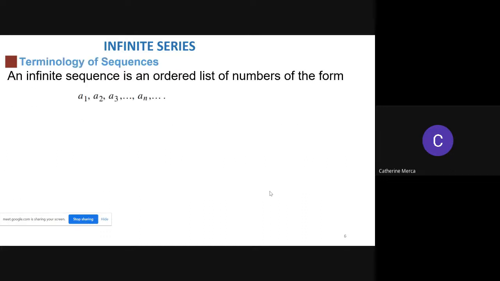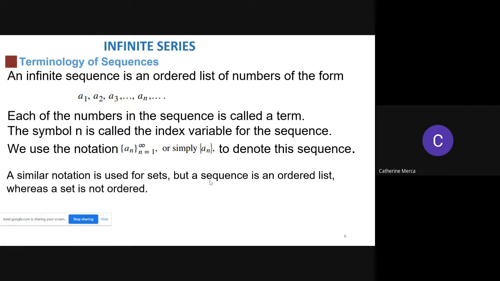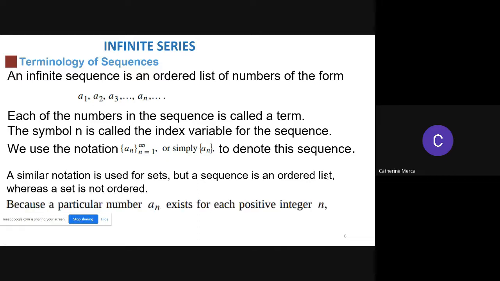So we learned about your infinite sequence to be an ordered list of numbers, and it is of this form: a sub 1, a sub 2, a sub 3 up to a sub n. So we call this a sub 1 is one term and down the line. So we have also learned that we can actually make use of this notation to denote this sequence. Just remember that although it looks like a set notation, it's not the same as your elements of the set, because for a sequence, it is supposed to be an ordered list, whereas a set is not ordered.